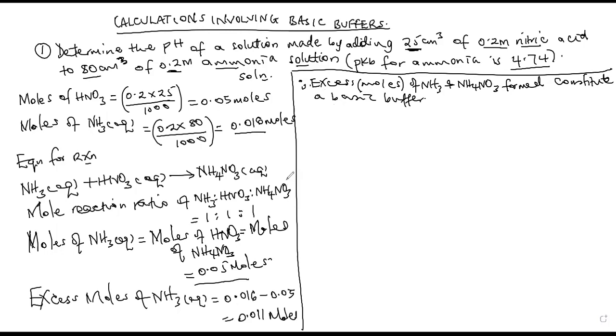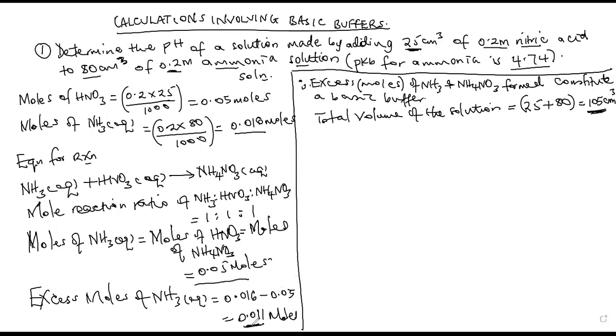If that is the case, remember nitric acid was added to ammonia, then what would be the total volume of the solution? So we need to have the total volume of the solution. The total volume would equal the volume of nitric acid plus the volume of ammonia, and that in total will give us 105 cubic centimeters.